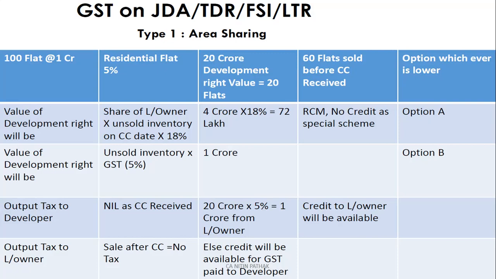Credit would be credit to land owner मिलेगा, but if it is sold before completion, अगर बाद में करेगा तो नहीं मिलेगा. Output tax to land owner. Sell after CC he will not be able. Else अगर इसके बाद करेगा, else GST credit will not be available for GST paid to developer. अगर इसके पहले बीयू परमिशन से पहले अगर बेच देता है तो उसको आमने सामने क्रेडिट मिलेगा. दिस इज रिगार्डिंग जॉइंट डेवलपमेंट.